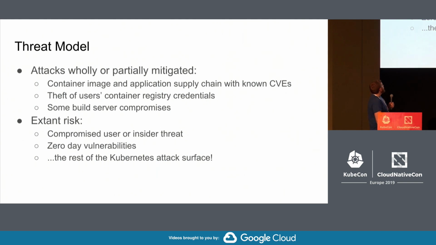We've got a little bit on the threat model. When you're modeling how someone could compromise your cluster, these are some of the attacks we tried to mitigate. We're mitigating container images with CVEs, and theft of registry credentials. Provided they don't get the signing keys, we can be sure that an arbitrary image has not been uploaded to our registry and ended up in our cluster.